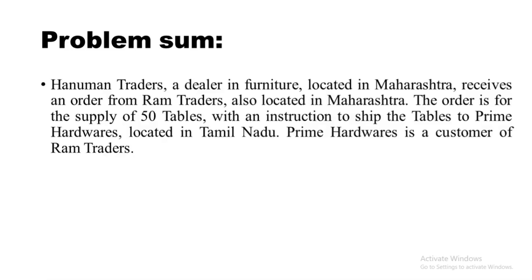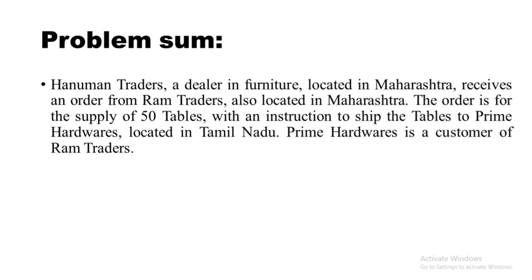Number one, Hanuman Traders, a dealer in furniture located in Maharashtra, receives an order from Ram Traders, also located in Maharashtra. The order is for the supply of 50 tables with an instruction to ship the tables to Prime Hardware located in Tamil Nadu. The Prime Hardware is a customer of Ram Traders. So now here the supplier is Hanuman Traders. The person who gave the order is Ram Traders, and on his instruction he has told Hanuman Traders to supply the goods to the third party.